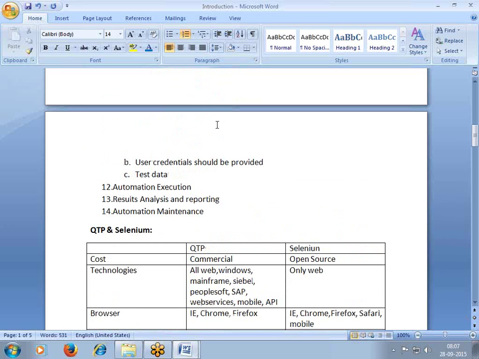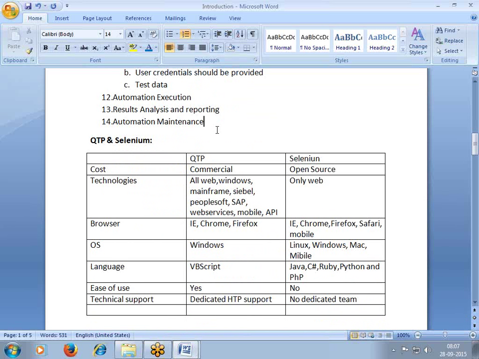Okay. Now come to Selenium. See, in the market, QTP and Selenium are the two tools having very good demand at present. What is the difference between QTP and Selenium? Here, I have given some important differentiators between QTP and Selenium.